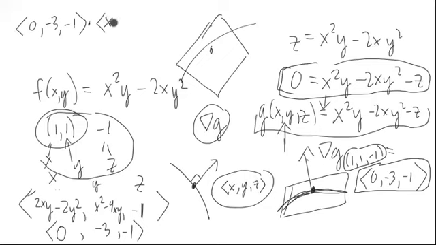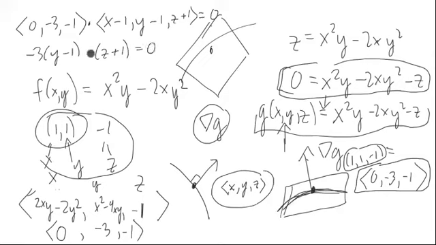So we take the subtraction: x minus 1, y minus 1, and z minus a -1, and that's going to be equal to 0. Then if we work that out, we should get the equation of the plane. 0 times that is 0, then -3 times y minus 1, and then minus 1 times that, minus quantity z plus 1, equaling 0. We'll just stop with that. That is the equation of the plane that's tangent to the surface right at the point where x and y are 1 and 1.